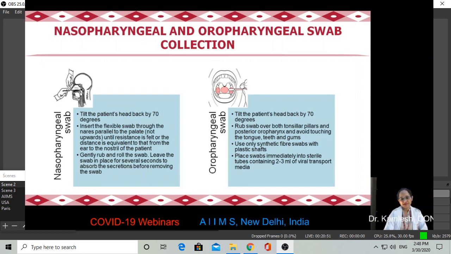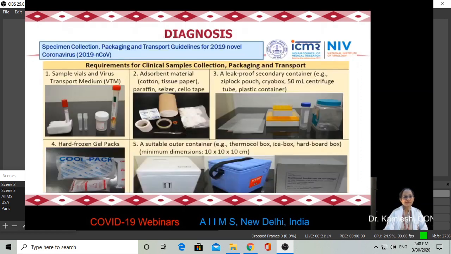For oropharyngeal swab, tilt the patient's head back by 70 degrees. Rub the swab over both tonsillar pillars and posterior oropharynx and avoid touching the tongue, teeth and gums. Use only synthetic fiber swabs with plastic shafts. Place swabs immediately into sterile tubes containing 2 to 3 ml of the viral transport media.